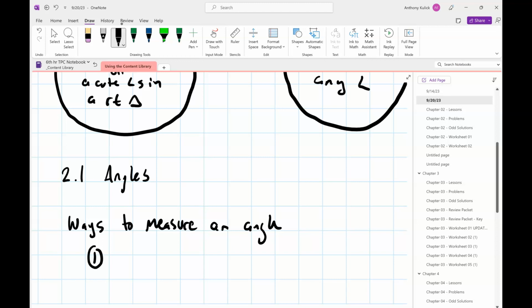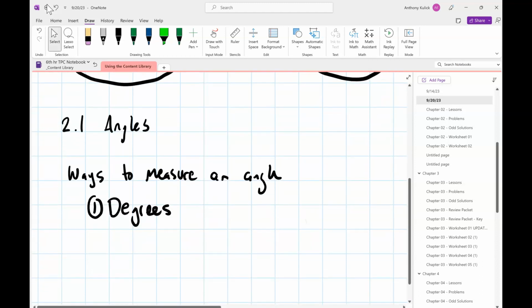So, one way to measure an angle is the familiar degrees method that we've been talking about all through geometry, and probably even a little bit before that. You talk about that probably in your pre-algebra, algebra course. You probably do small amounts of geometry ideas there.